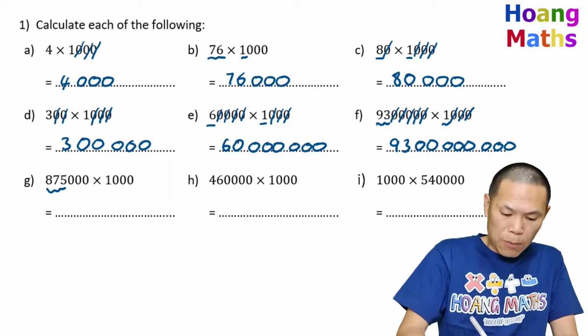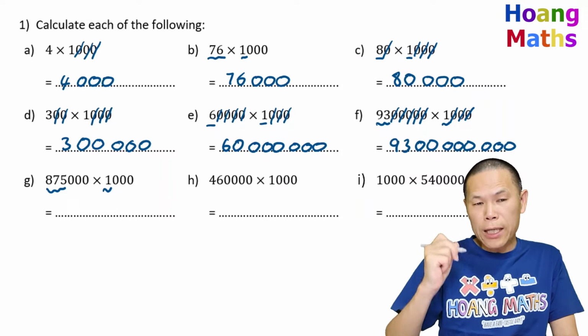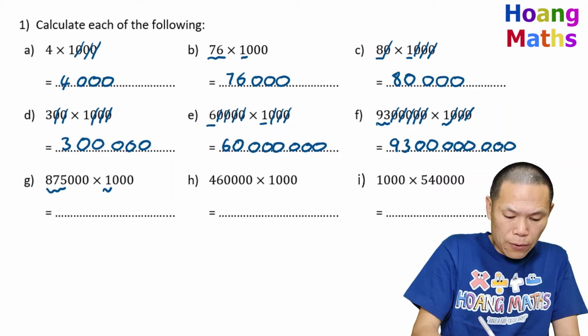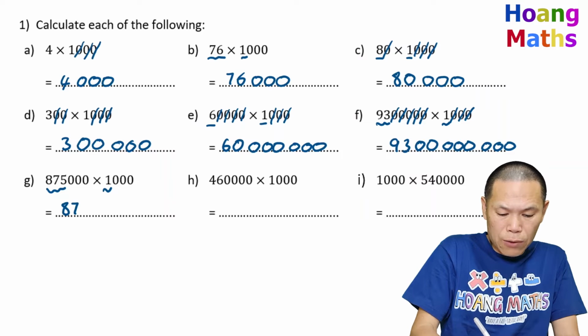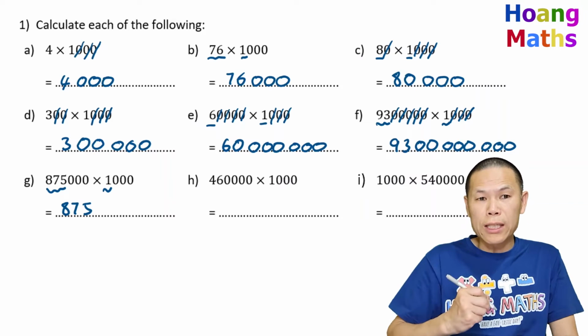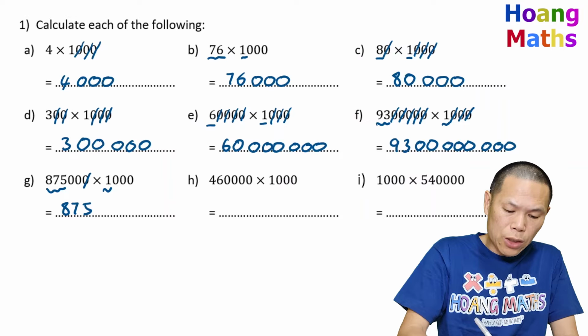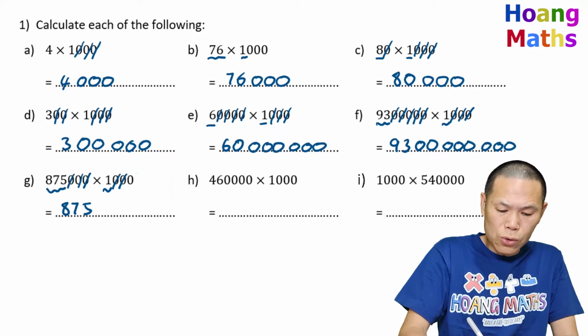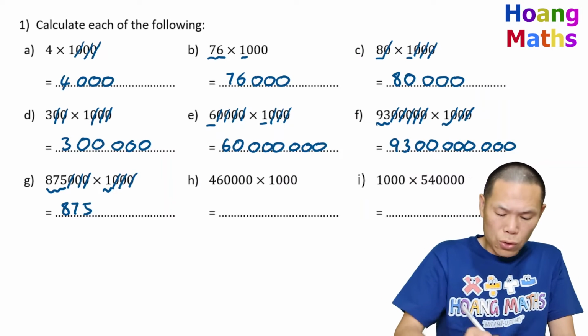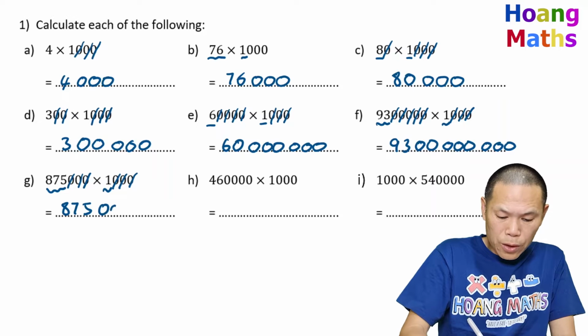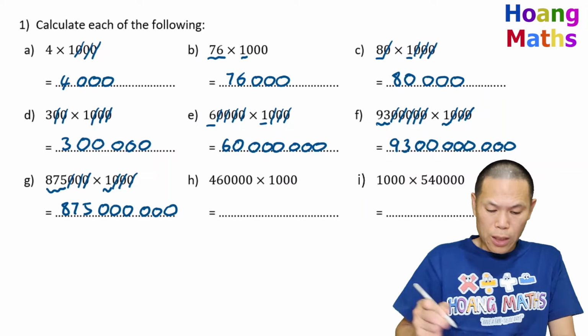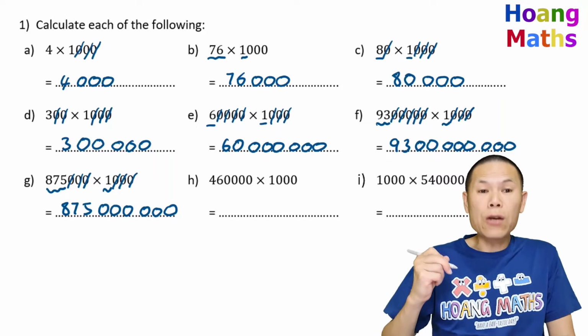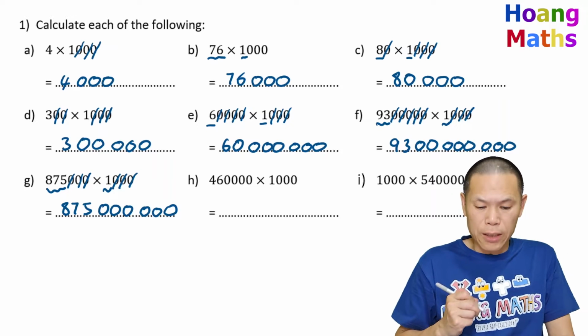875. And we times by 1, so that will give me 875. Then we just need to write down the zeros. So we have 1, 2, 3, 1, 2, 3, so we have 6 zeros altogether. So there you go, 875 million if you like.